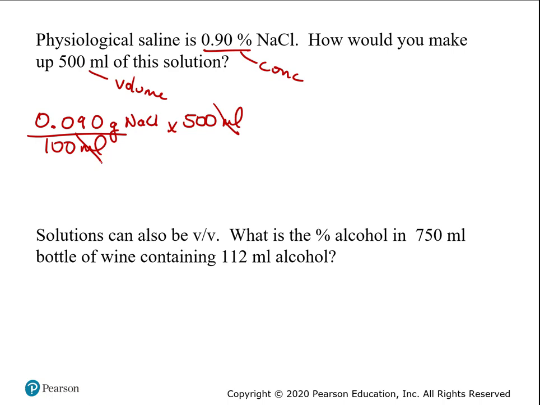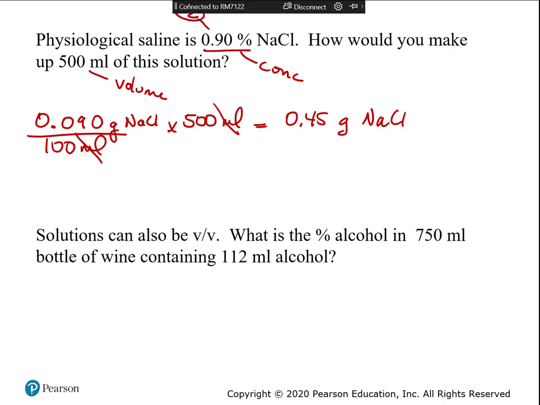So 0.90 times 500 is? Is 4.5? 0.45, sorry. 0.45 grams of NaCl. What's the last thing to do? Significant figures. Okay, so 0.90% is how many significant figures? 2. Because remember, those zeros out front don't count. We're going to leave it just like it is. What about 500? 3, but we're going with it the only has 1. 5. No decimal place, those zeros, so it's just 1. So that would have to be what?